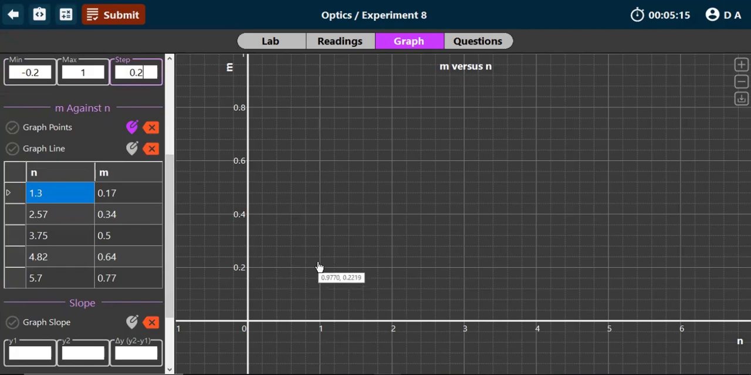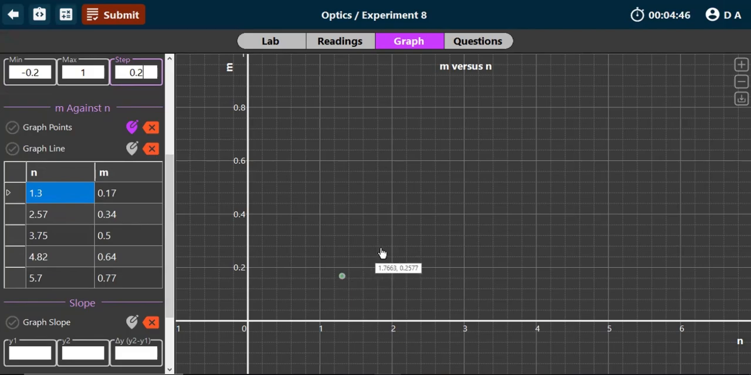Then it will activate that ability to start marking my points. So when n is 1.3, which is somewhere around here, right? Then the value of y, which is the n, is 0.17. So 0.17 is somewhere here. Yeah, so it's somewhere here.